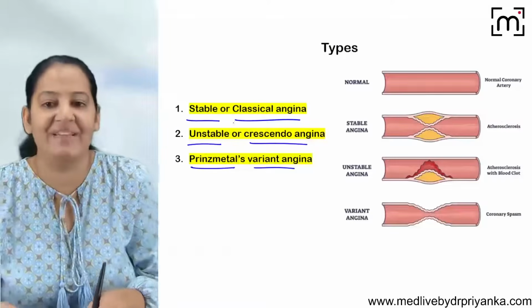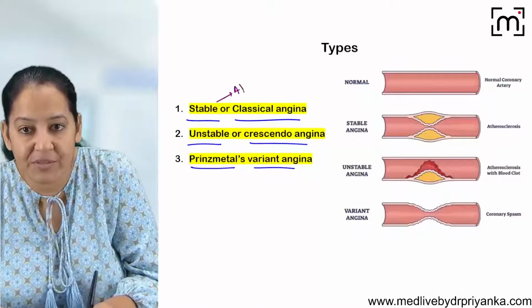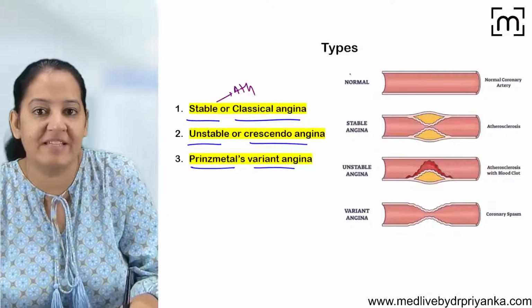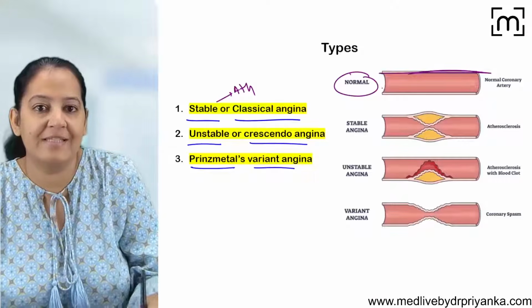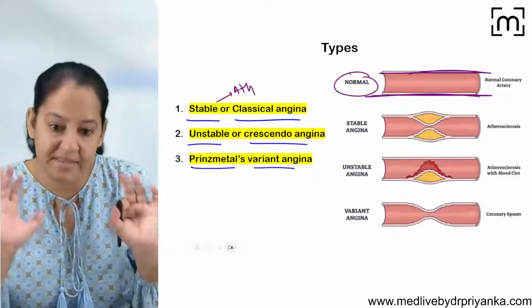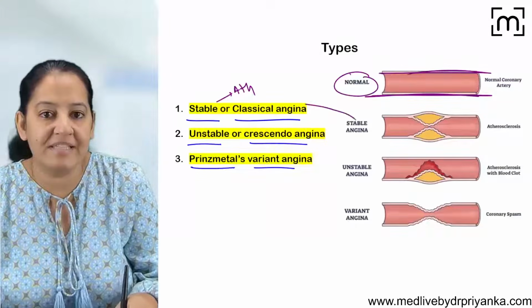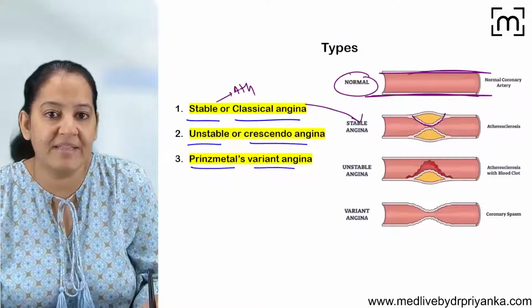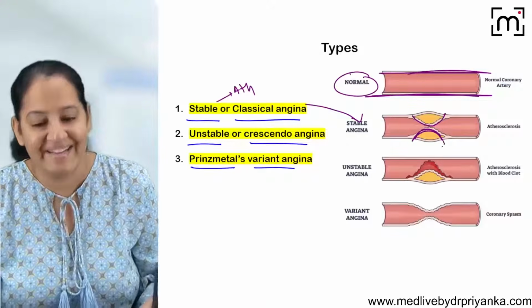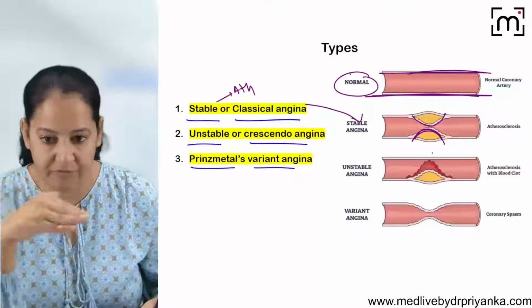So in stable angina, there is atherosclerosis in the coronary. You can see, first see the normal coronary. The lumen is patent. There is nothing in the lumen. This is a normal coronary. Now have a look at stable angina. In stable angina, you can see the atherosclerotic plaque in the coronary, which is causing the obstruction in the flow of the coronary.